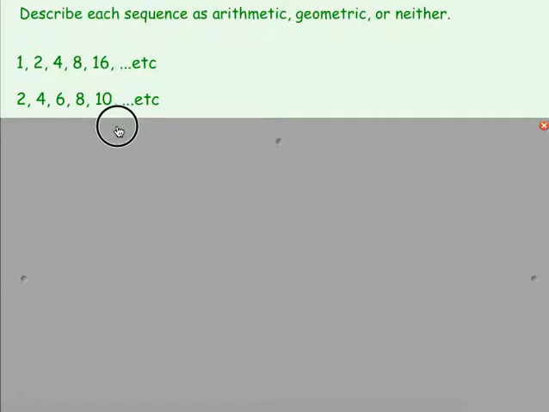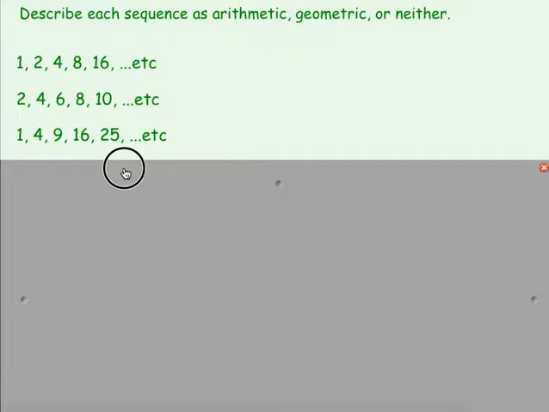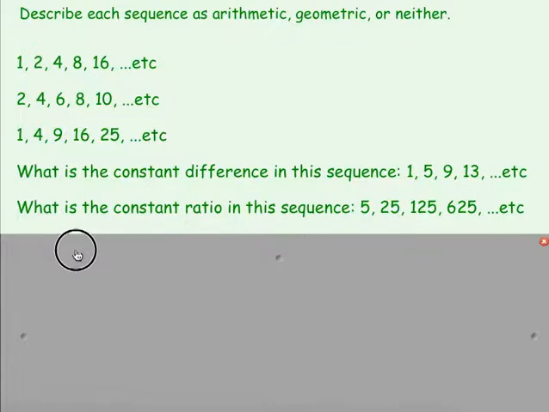2, 4, 6, 8, 10. Well, we're just adding 2 each time. That's arithmetic. 1, 4, 9, 16, 25. Well, it looks like they're all squared, but do we have a constant difference? We have differences of 3, 5, 7. No, that's not constant. Maybe multiplication: 1 times 4 is 4, 4 times 4 is not 16, not 9. So this is neither.